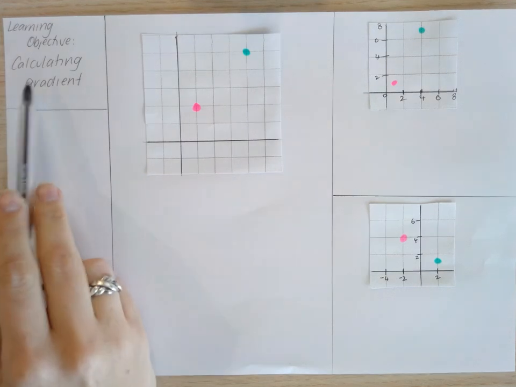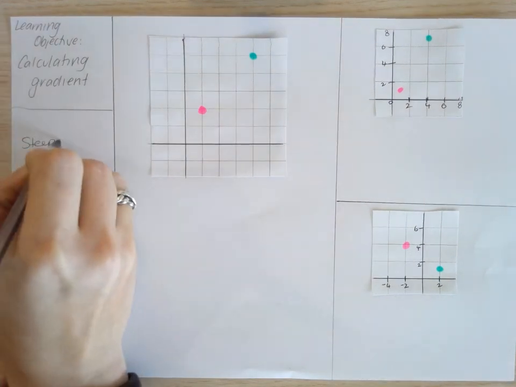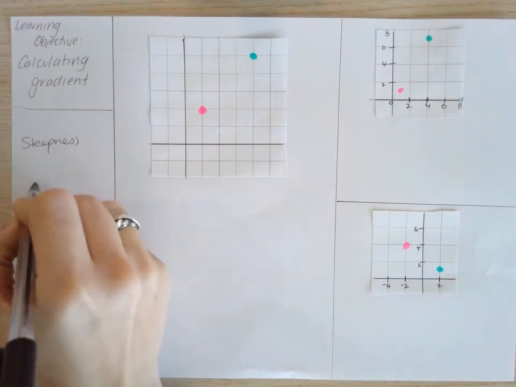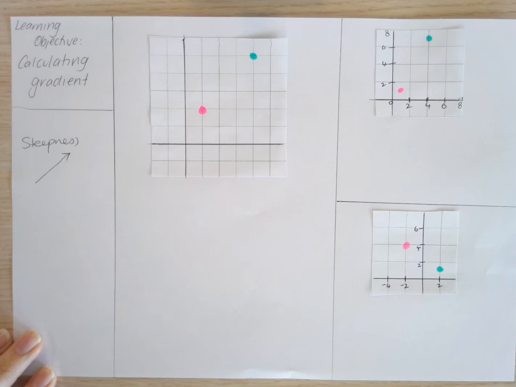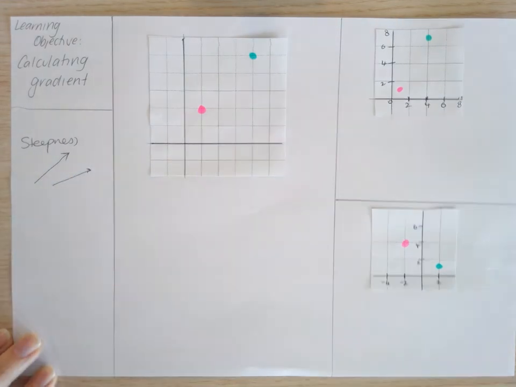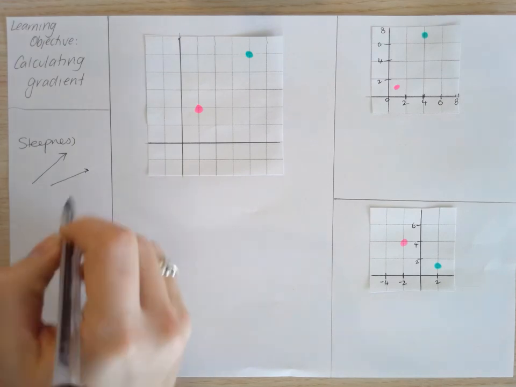All right, in this lesson we're going to be calculating gradient. Now gradient means the steepness of a line. Now if a hill has a very high gradient, it means it is going up at a very steep rate. If it has a lower gradient, then it's still going up, but it is going up at a slower amount.